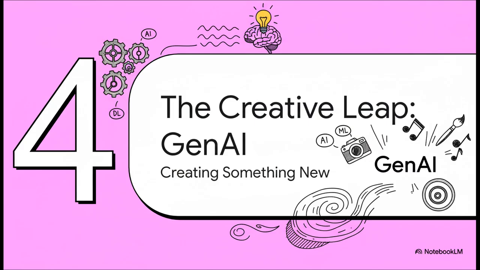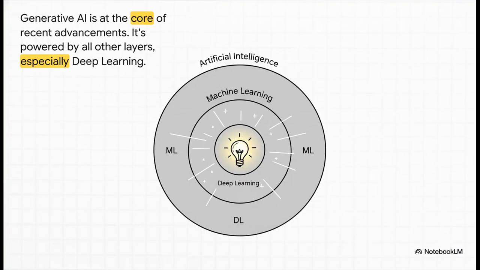Okay, so all of this amazing groundwork, AI, machine learning, deep learning, it's all been leading up to the explosion that's happening right now. And that brings us to the very center of our diagram, the incredible creative leap of generative AI. Generative AI is really an application that's powered by all these layers we've just talked about, especially deep learning. This is where the magic everyone is talking about really happens.